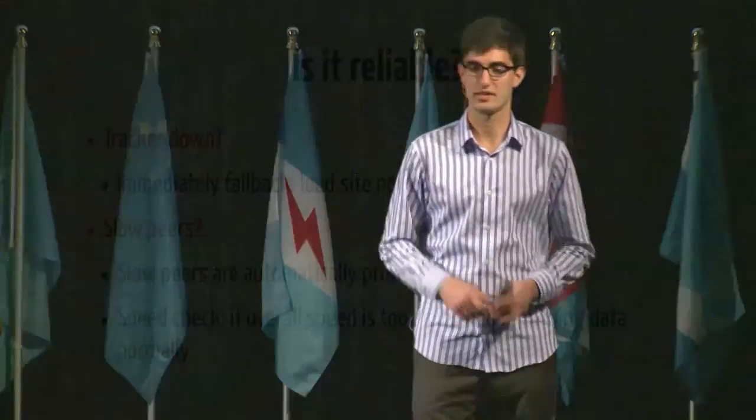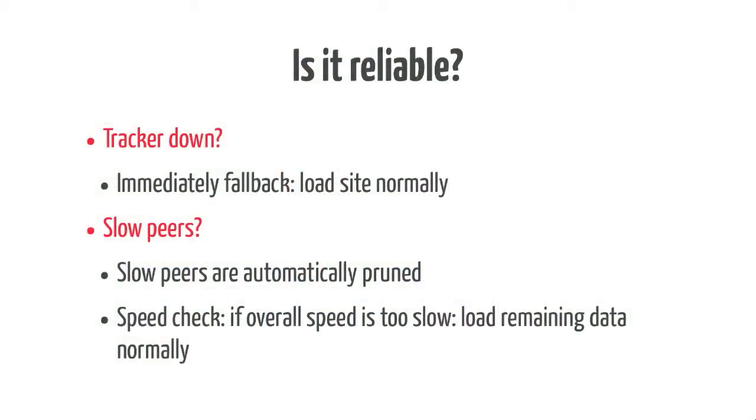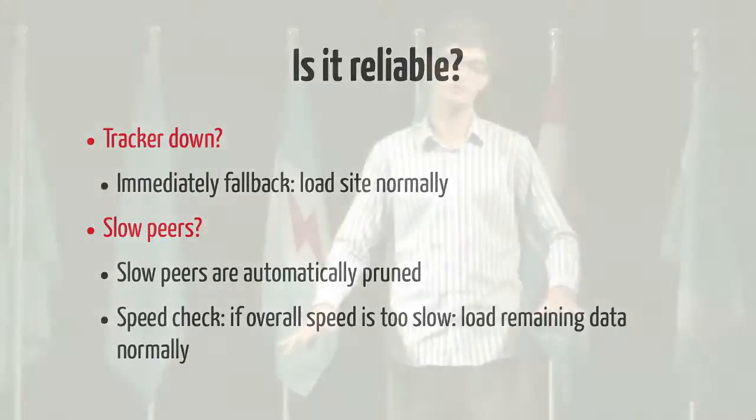So one of the first questions people ask is, if I put this on my site, what happens if things go wrong? Will you break my site? And the answer is, no, we won't break your site. If the tracker's down, we immediately fall back and load your site normally, like the script wasn't there. If peers are slow, we get rid of those peers over time and prune them out. There's also a sanity speed check. So if the overall speed of the peer CDN network drops below a certain user configurable threshold, then we just cut our losses and fetch the rest of the data from the central server, from your main server.